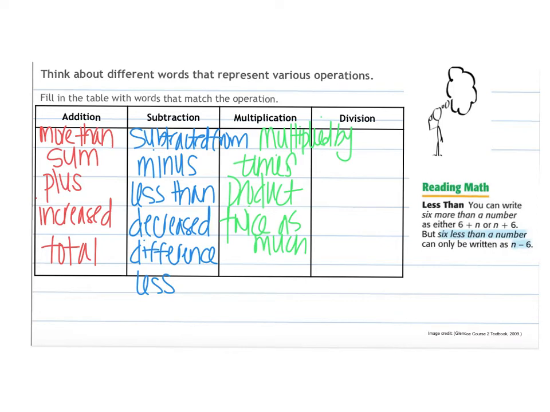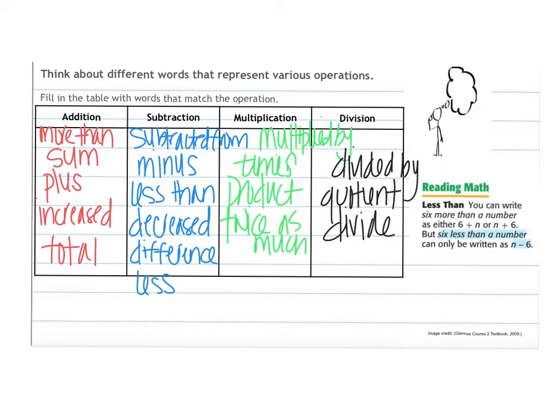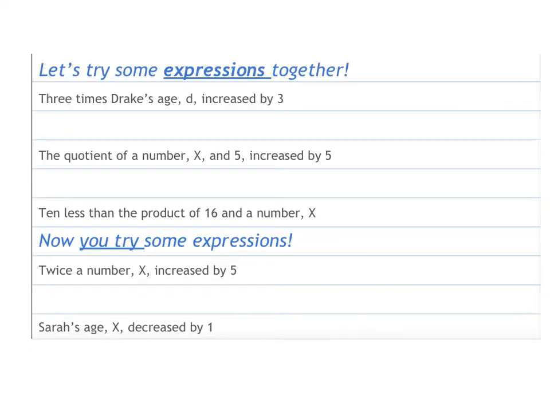And then lastly, for division, it could just say something divided by something else. It could say the quotient of something and something else. The quotient is the answer to a division problem. It could simply say divide this by this, or half also would mean divided by 2.